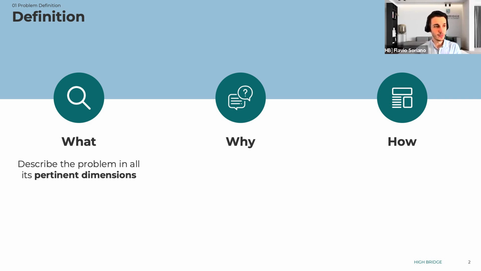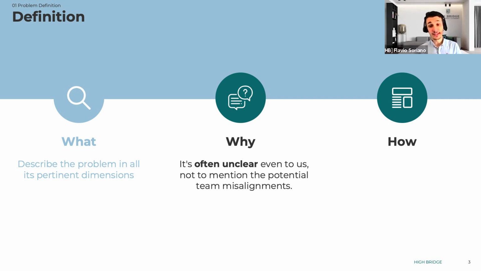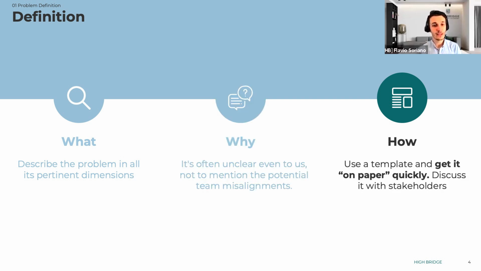Well, defining a problem is about describing it in the pertinent dimensions, what matters. It's because it's often unclear, even to us, what are all the aspects of the problem, not to mention others, like potential team misalignments. It's so easy to have a misunderstanding or different conceptions of what really is the problem and how to call it. And how do we do it? Well, we use a template.